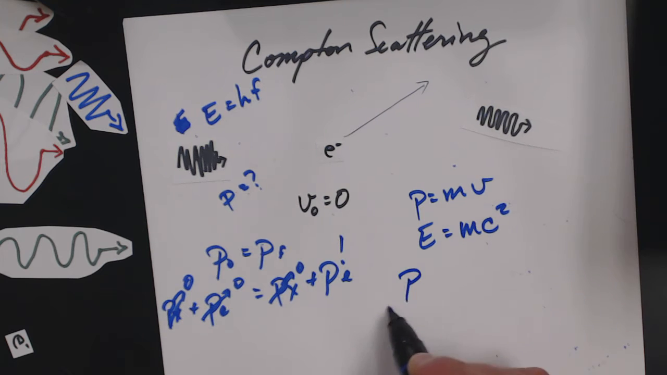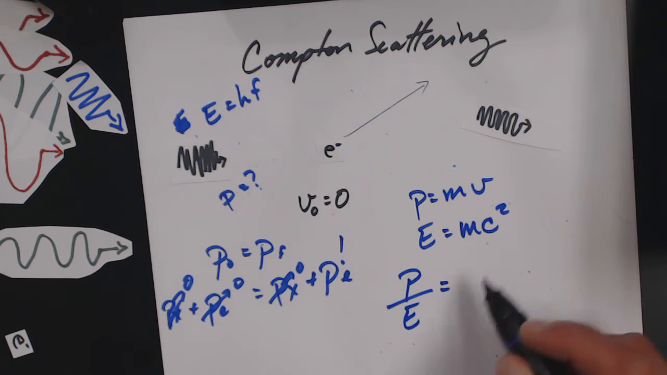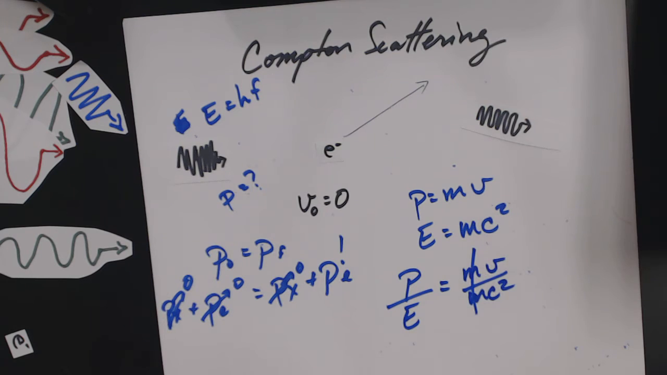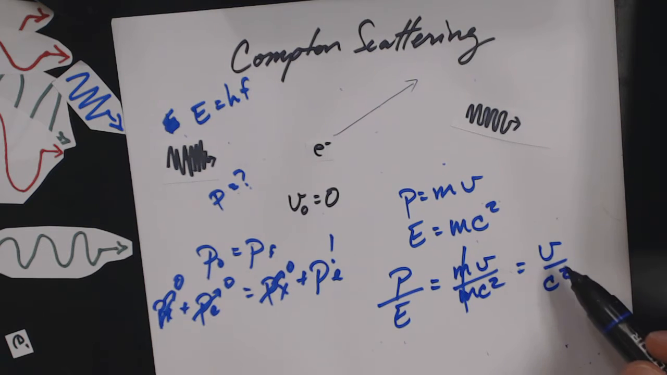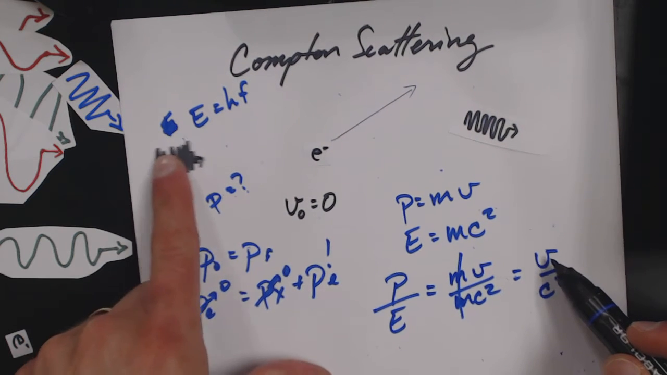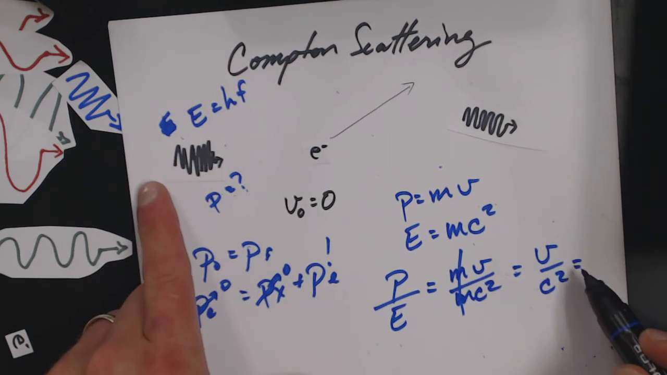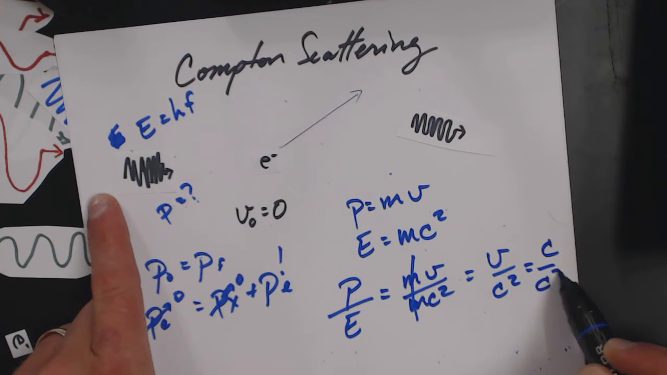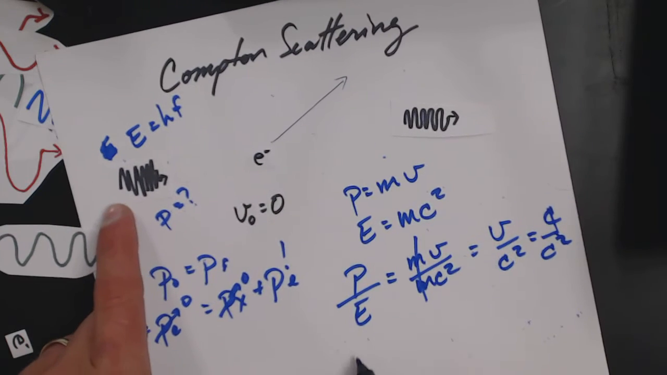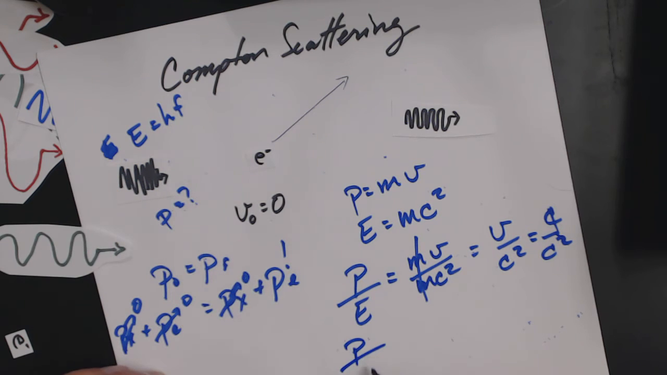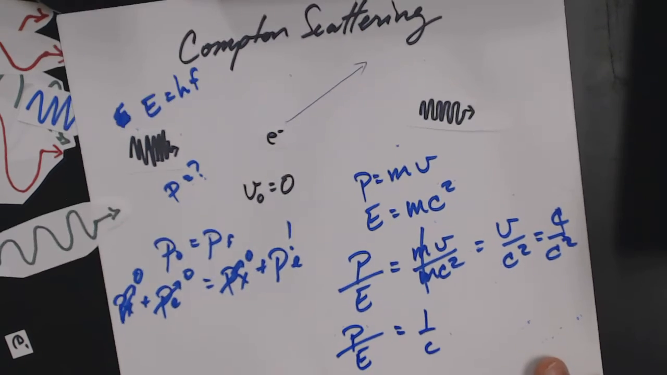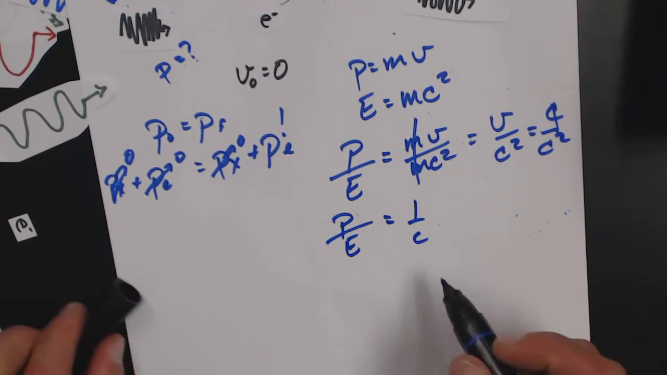So let's look at the ratio of the momentum over the energy. So that turns into mv over mc squared. Oh, look, the m drops out. That's nice. V over c squared. How fast is this thing moving? This thing's moving at c, so I have c over c squared. So one of the c's goes away. So the ratio of this electron's momentum over energy is just 1 over c. This is really handy. So now let's keep going.